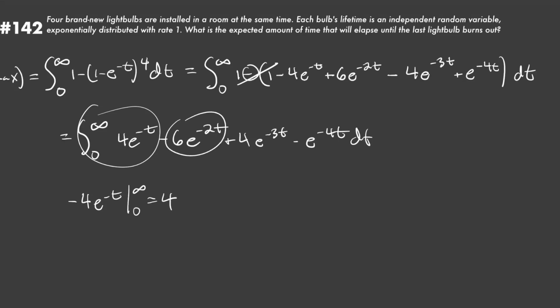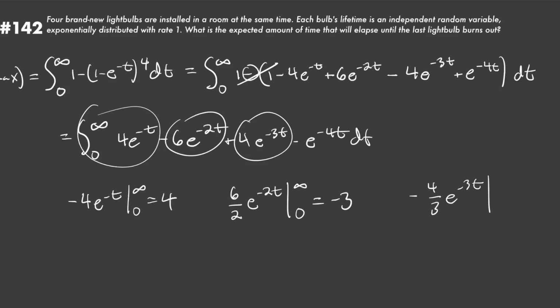When we do this one right here, we're going to get 6 on 2 times e to the power of negative 2t evaluated from infinity to 0. So that's going to be negative 3. For this one, we're going to have negative 4/3 times e to the power of negative 3t evaluated from infinity to 0. That's just going to give us 4/3. And then for this one right here, we're going to have 1/4 e to the power of negative 4t evaluated from infinity to 0, which is going to give us negative 1/4.